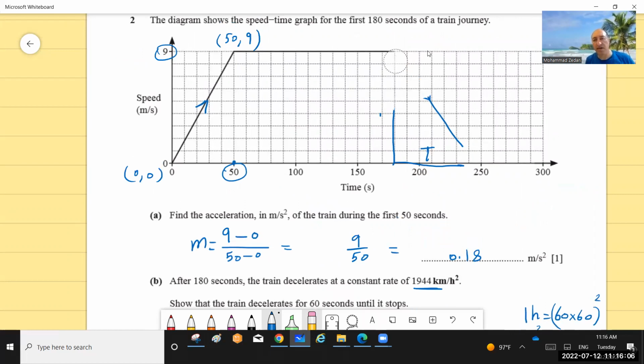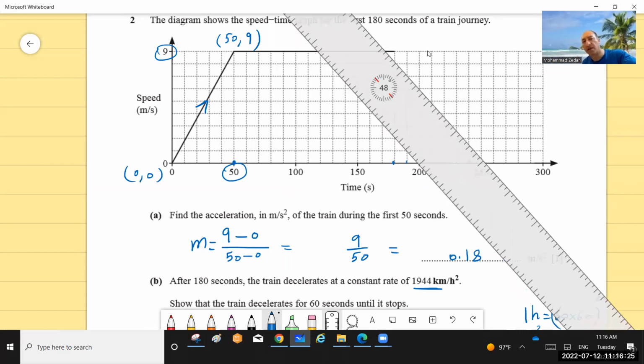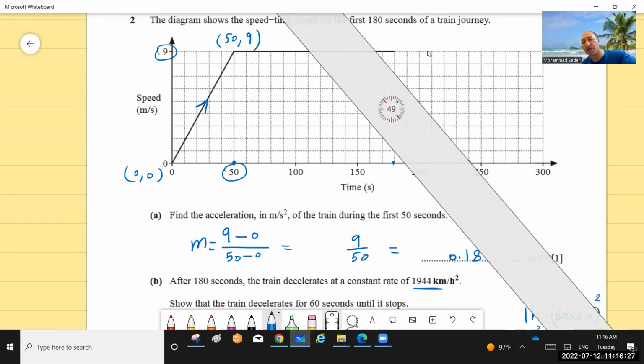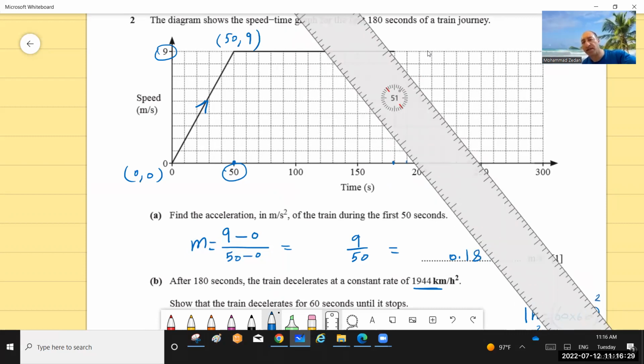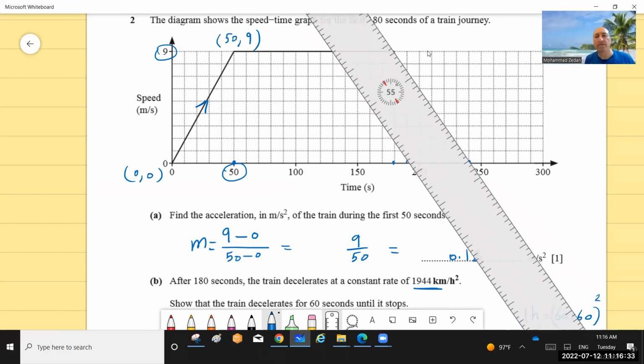So let's draw it neatly here. 60 seconds, I mean here each square represents 10 seconds, so I need 6. 1, 2, 3, 4, 5, 6. We'll stop here. And to complete the drawing, just draw a line from the end point of the horizontal line segment until this point to represent the deceleration like this. Okay, draw this line now. This is the answer.